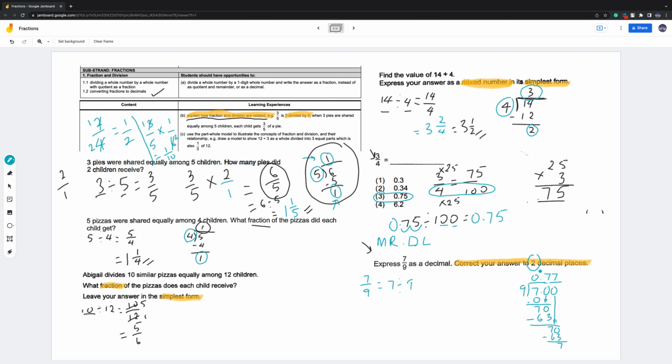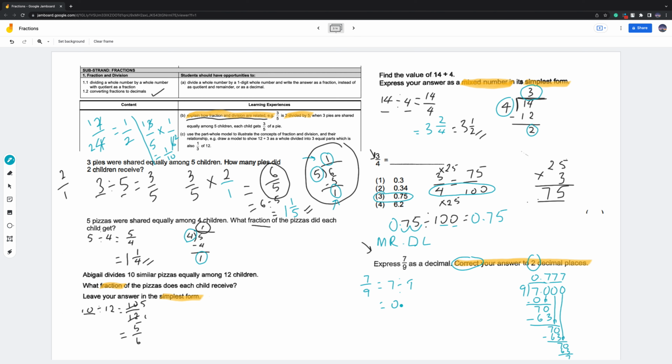So are we going to stop here because we have our 2 decimal places? No. If they ask you to correct your answer to 2 decimal places, you have to go to the 3rd decimal place, and I will show you why. You bring down the 0, you get 70. Again, 7, and you get 63 here. You subtract, you get 7, and you can stop now.